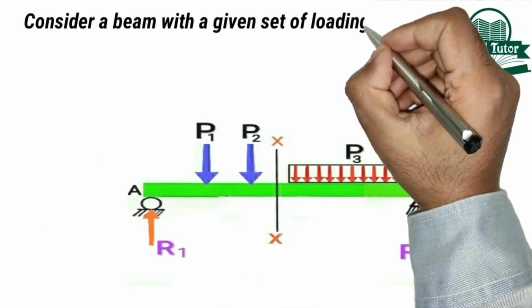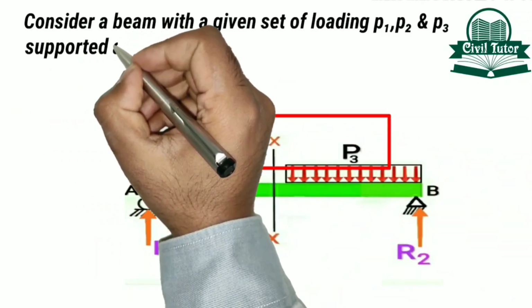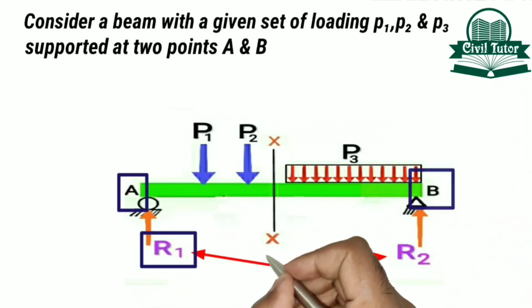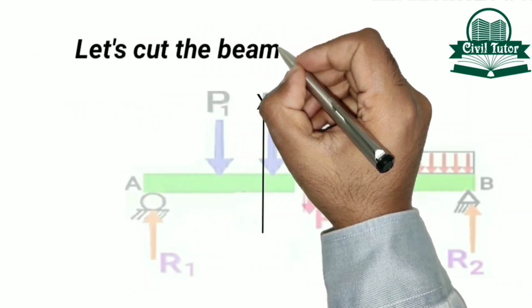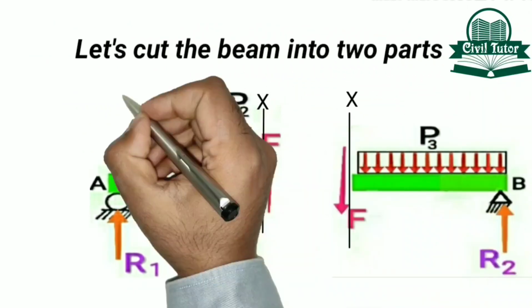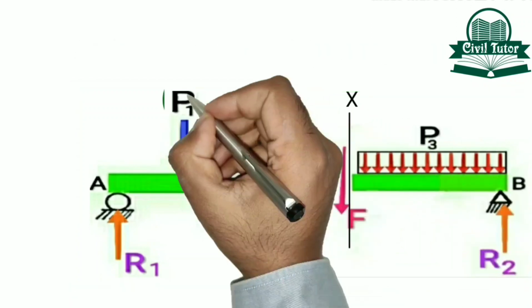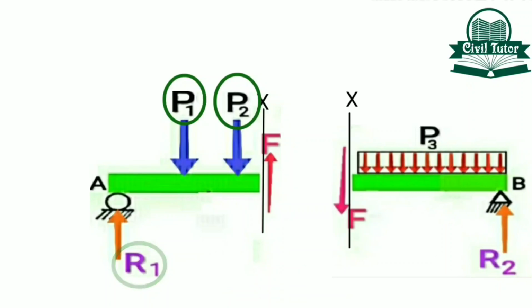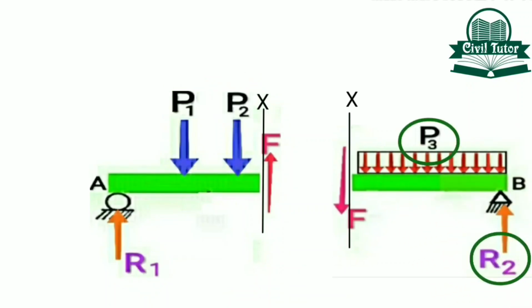For illustration, let's consider a beam with a given set of loading P1, P2 and P3 supported at two points A and B, giving rise to reactions at the two supports R1 and R2. Now let's cut this beam into two parts, this left portion and this right portion. The left portion has loads P1, P2 as point loads and the support reaction R1, while the right portion has P3 as UDL and the support reaction R2.